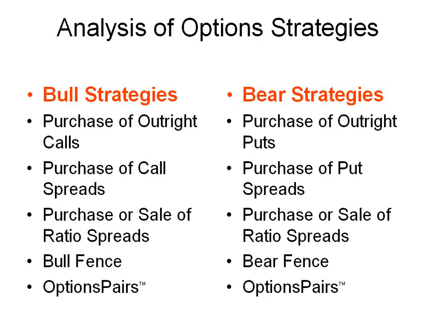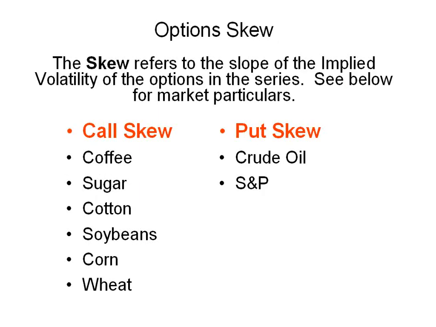Here are a number of strategies that we look at. We have bull strategies involving the purchase of outright calls, purchase of call spreads, purchase or sales of ratio spreads, bull fences, or options pairs. On the bear side, we have purchase of outright puts, purchase of put spreads, purchase or sales of ratio spreads, bear fences, and options pairs.